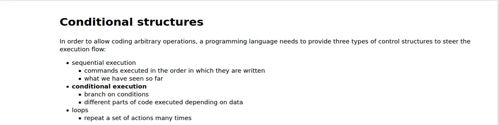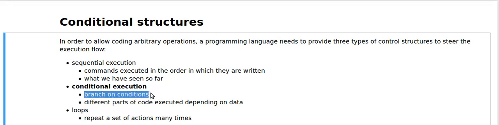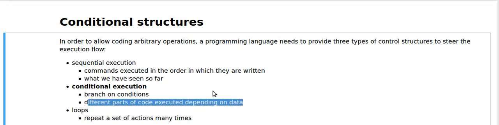Think, for instance, of a teller machine. You've got to actually take decisions based on the data. So if somebody enters the wrong PIN code, you want to swallow the card. If somebody enters the correct PIN code, you want to dispense cash. What you're doing there is you're branching on conditions. So you are executing different parts of your code depending on the data. And that's what we'll be looking at in this notebook.